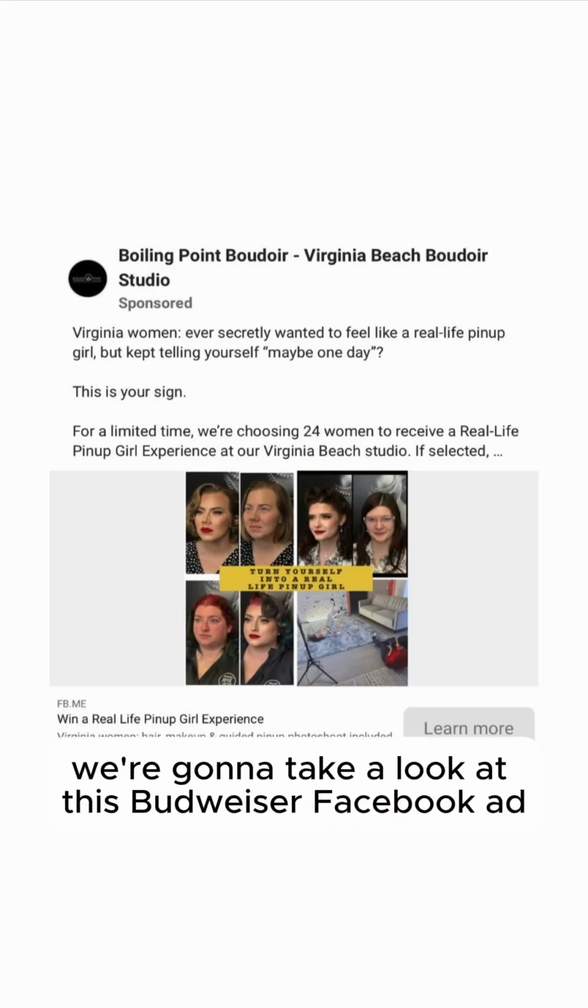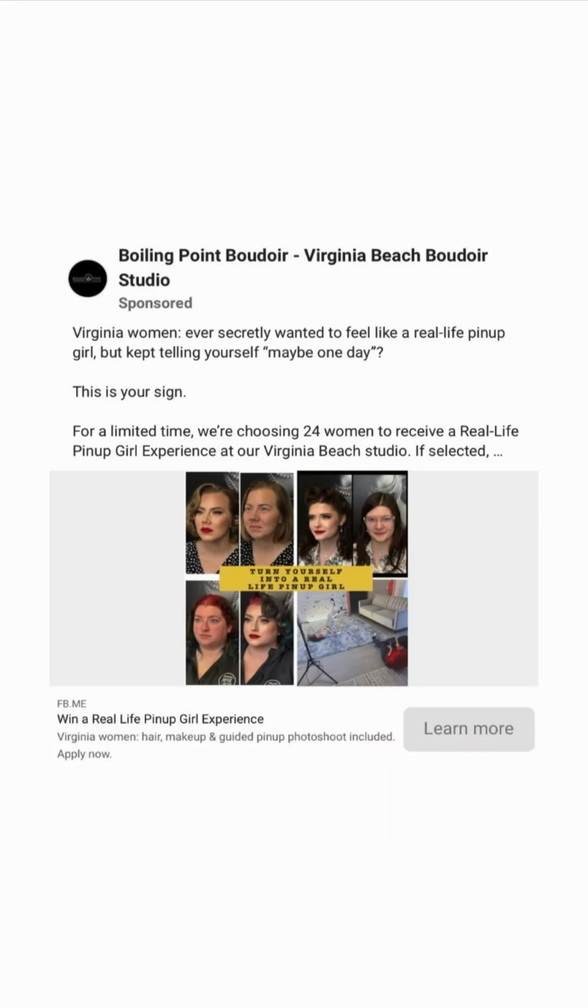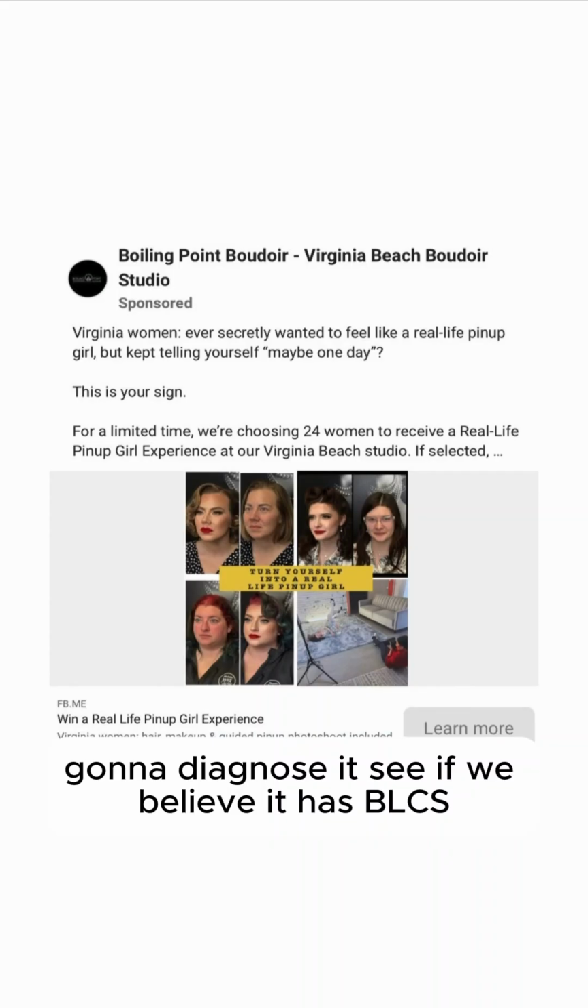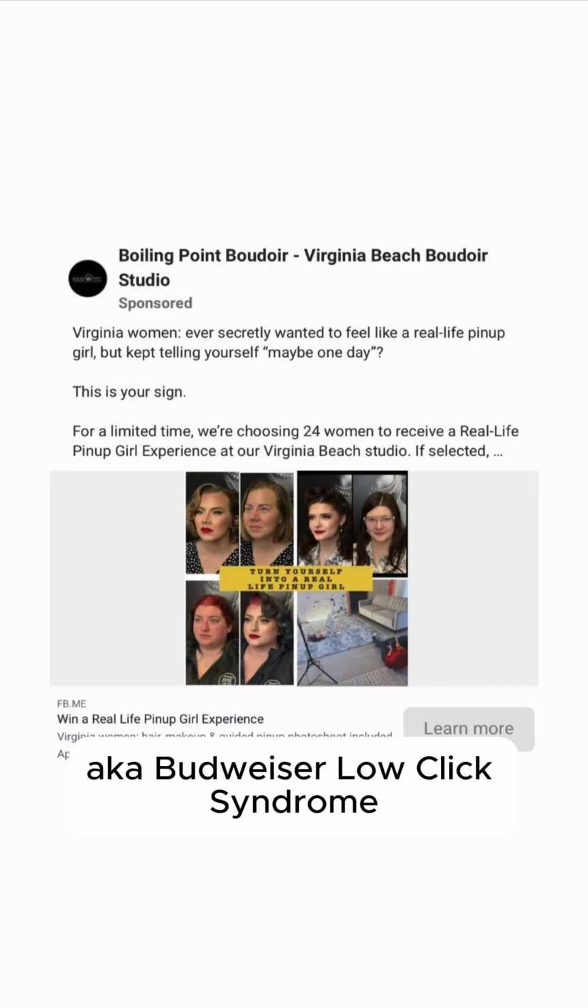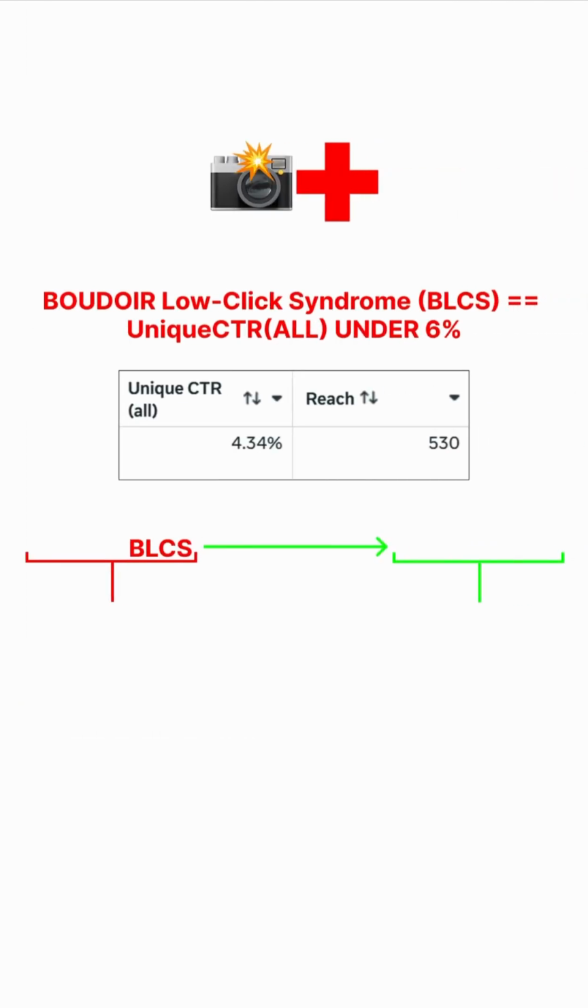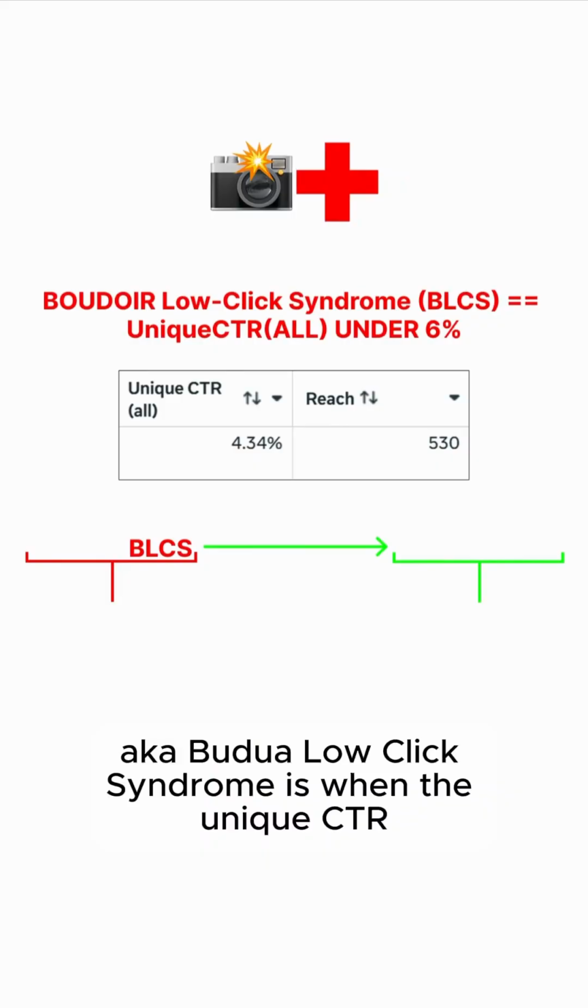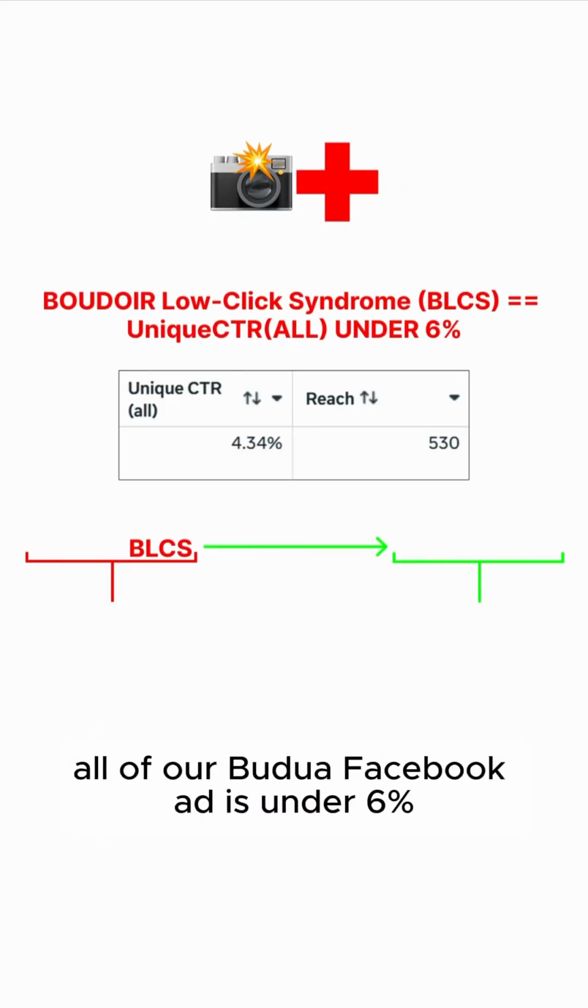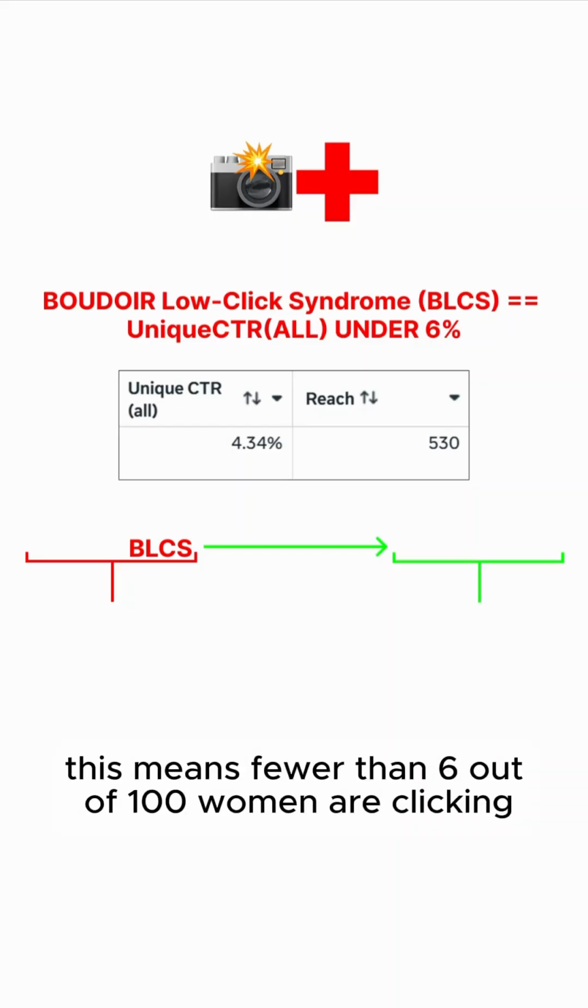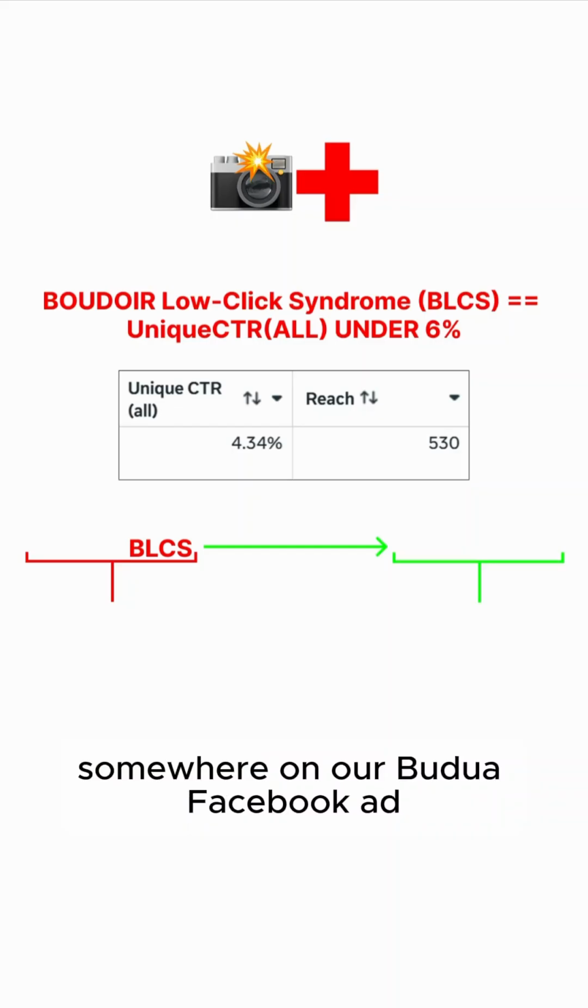All right, y'all, we're going to take a look at this Boudoir Facebook ad. We're going to diagnose it, see if we believe it has BLCS, aka Boudoir low click syndrome. Boudoir low click syndrome is when the unique CTR of our Boudoir Facebook ad is under 6%. This means fewer than 6 out of 100 women are clicking somewhere on our Boudoir Facebook ad.